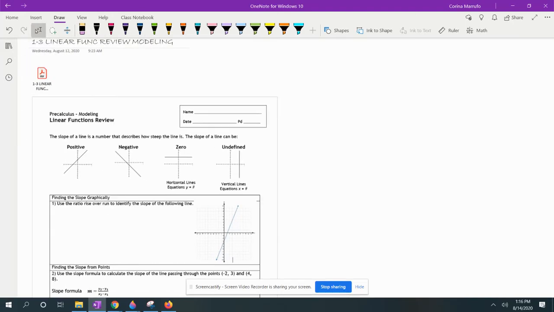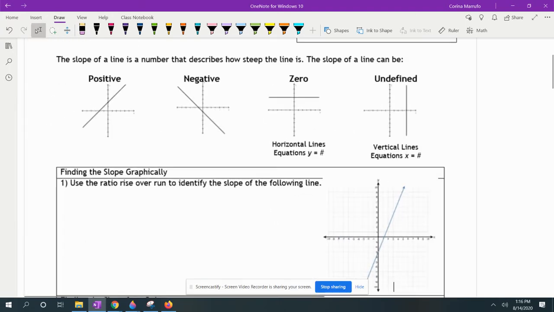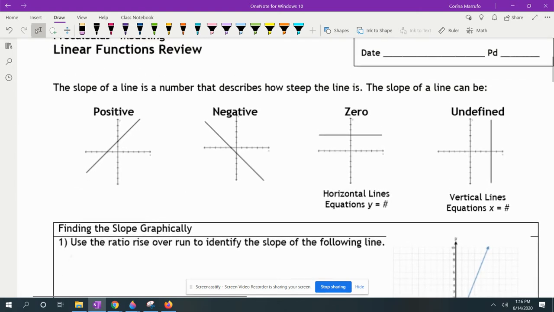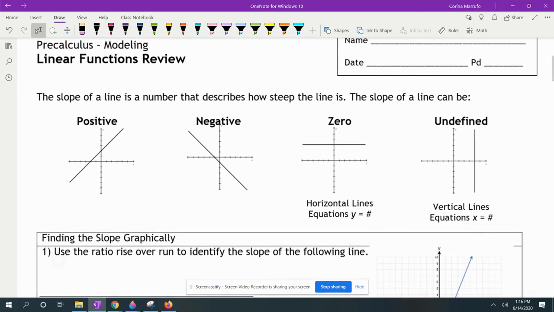Okay, so our next lesson is going to be linear functions review. So we're going to review some things that we learned in Algebra 1 and Algebra 2 about linear functions. So the first part is the slope of a line is a number that describes how steep the line is. The slope of a line can be, and we have 4 options.